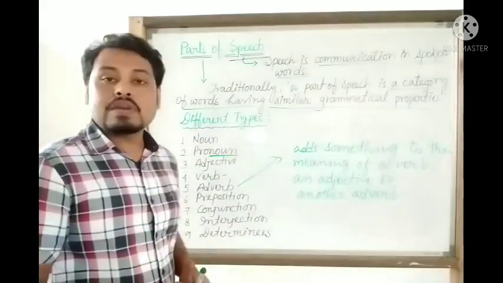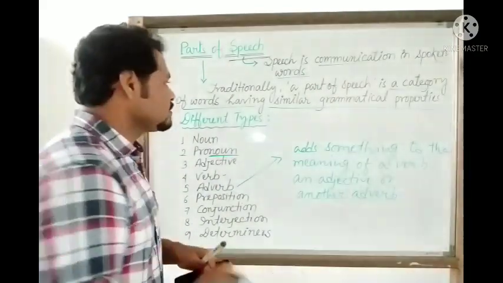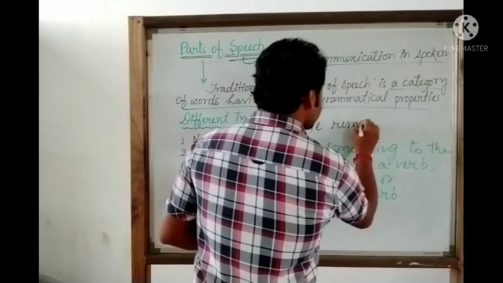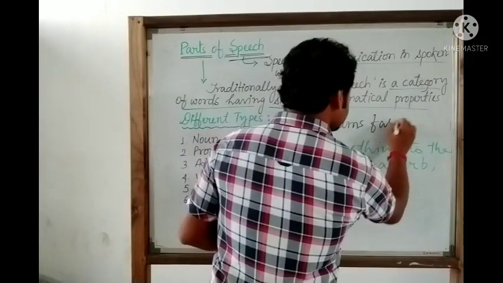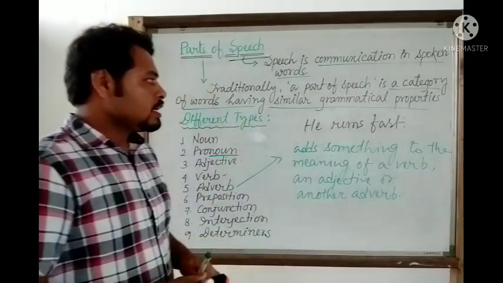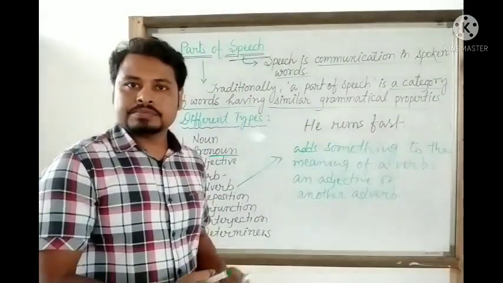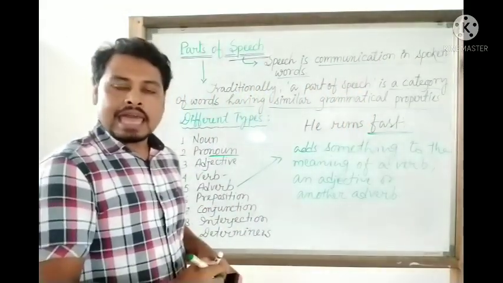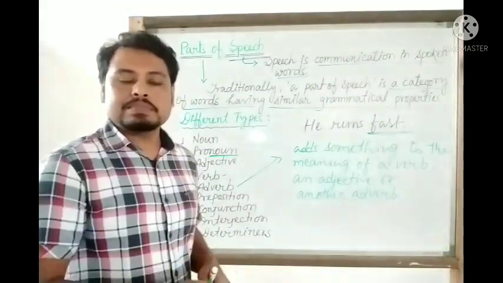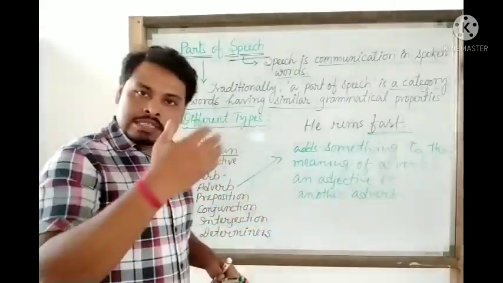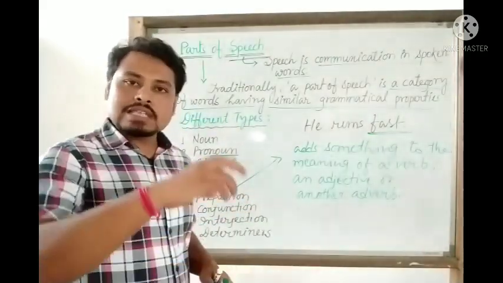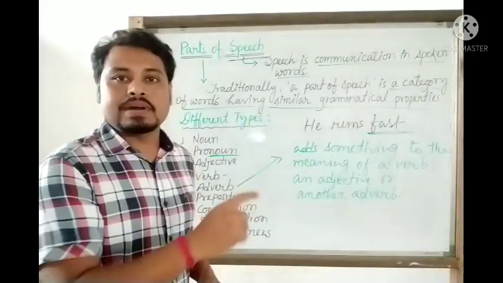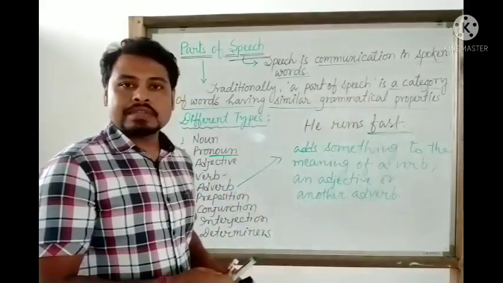Let us take an example of a sentence and let us see how it works. If we write, he runs fast. He runs fast. So this particular word fast, it actually qualifies the verb. That means it tells about the way of his running. That means it is adding something to the meaning of the verb. That is why this is an adverb.